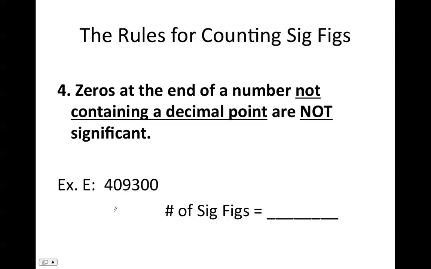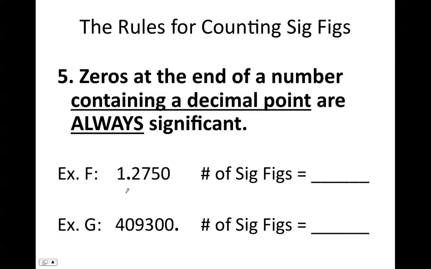Rule 4, zeros at the end of a number that does not contain a decimal point are not significant. In example E, we do not have a decimal point, which means my ending zeros are going to be considered insignificant. So I actually only have 4 sig figs. Keep in mind these slashes are just saying that we're not keeping these as significant. Our number is still going to be 409,300. That's my number, but only 4 numbers there are actually significant.